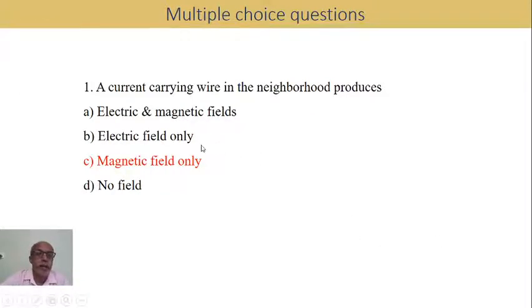The first question is, a current carrying wire in the neighborhood produces what? What will be produced in the neighborhood of a current carrying conductor is our question. We have multiple answers. It produces both electric as well as magnetic fields. It produces only electric field. It produces only magnetic field. And no field is produced. The answer is, it produces magnetic field around the current carrying conductor. And the direction of the magnetic field can be determined by making use of the right hand clasp rule.